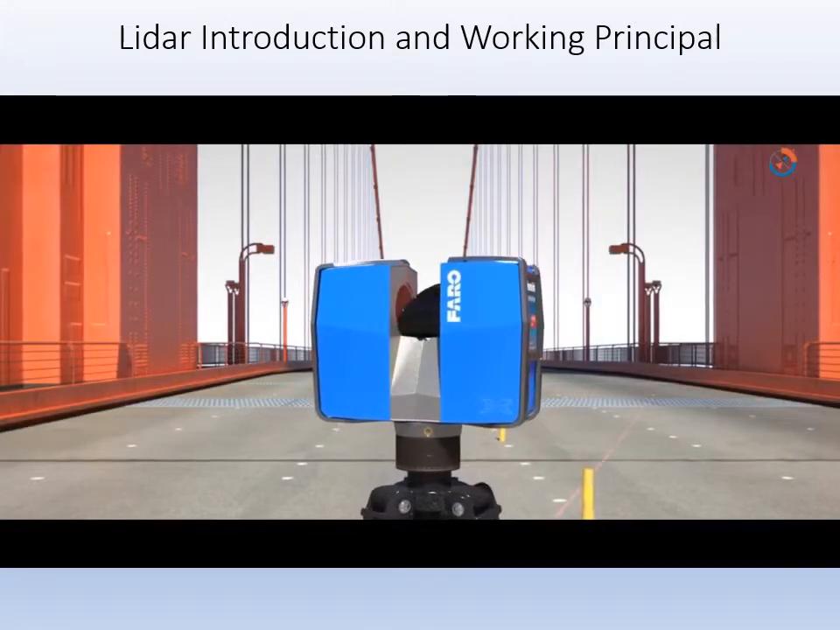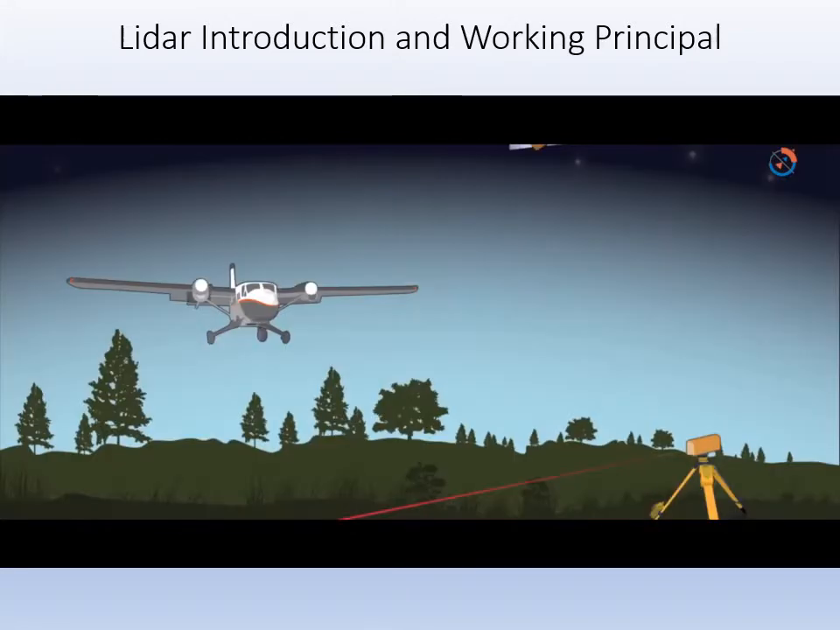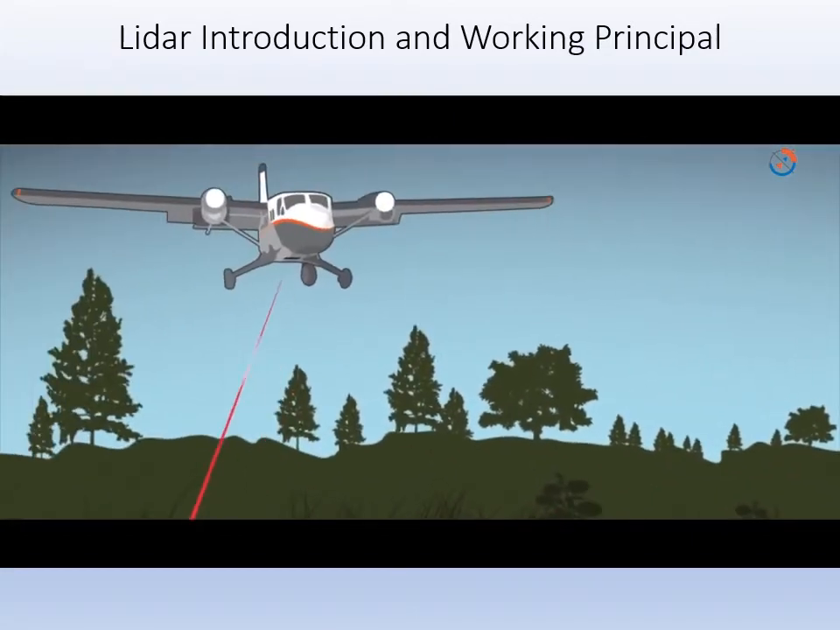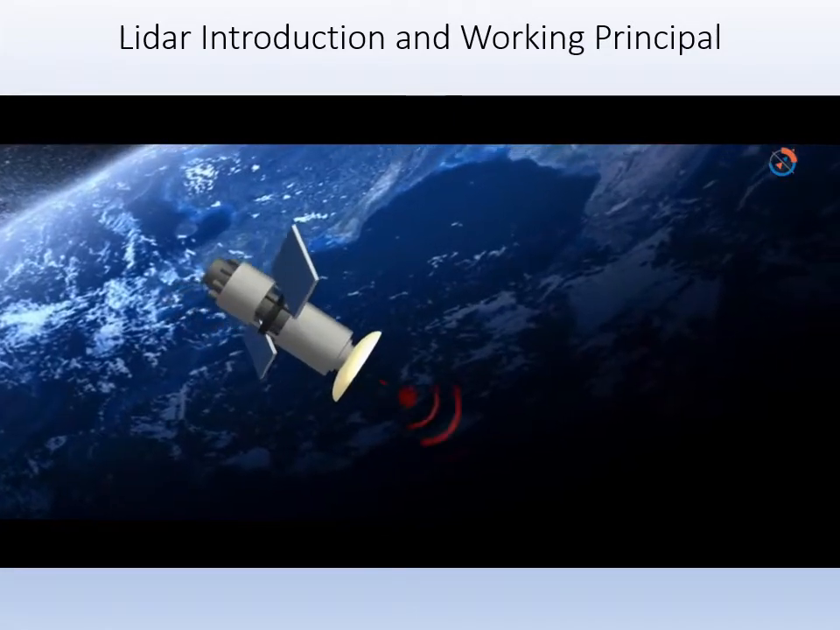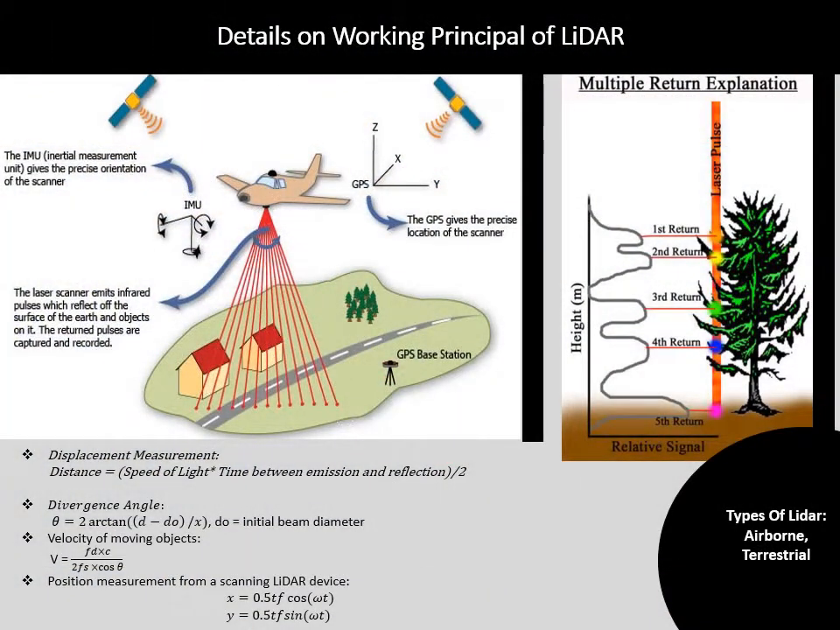There are different ways to collect data using LIDAR: from ground, from plane, or from satellite. The actual calculation for measuring how far a returning light photon has traveled to and from an object is quite simple. Distance equals speed of light times time of flight divided by 2.